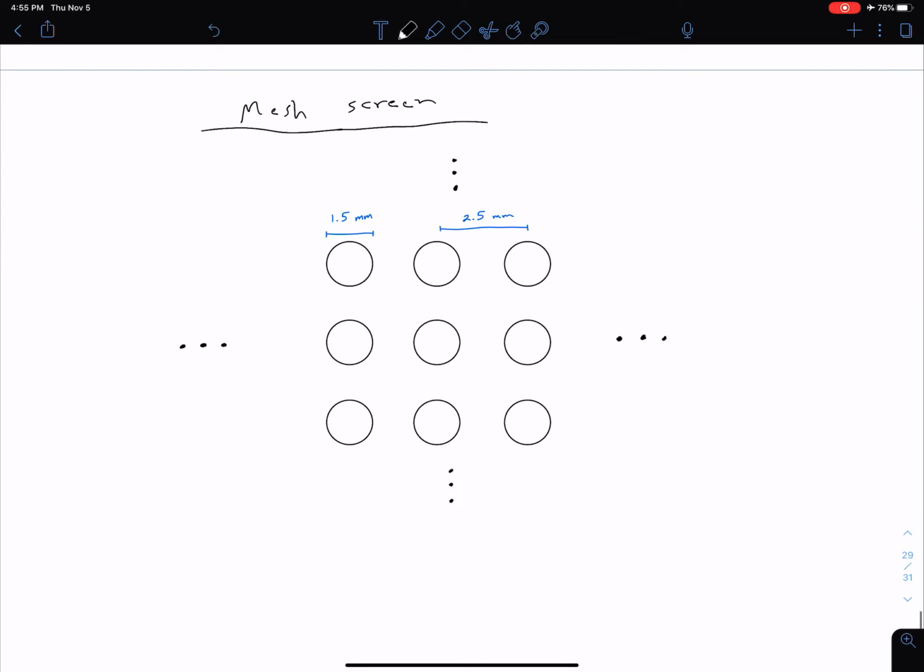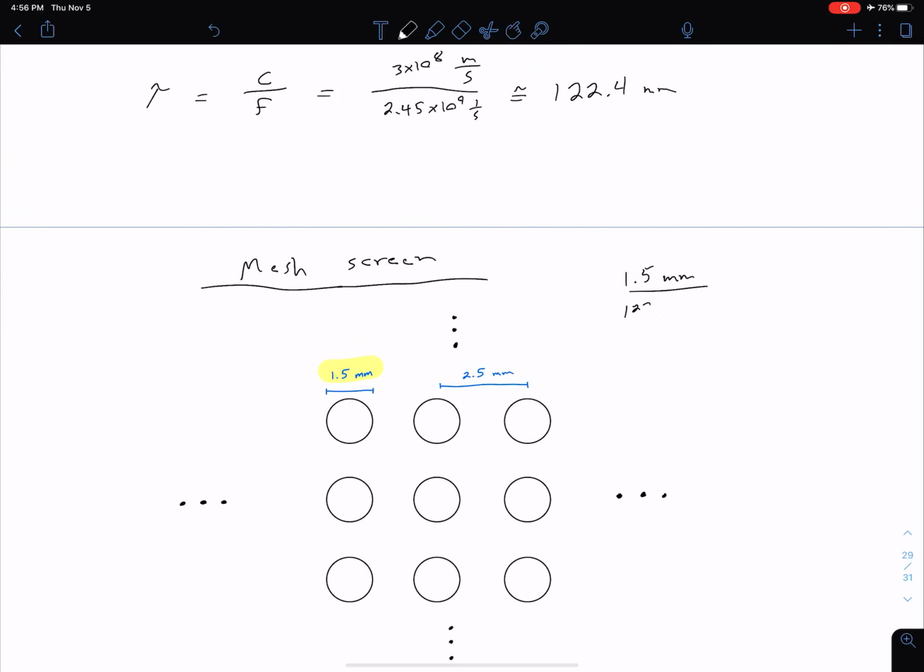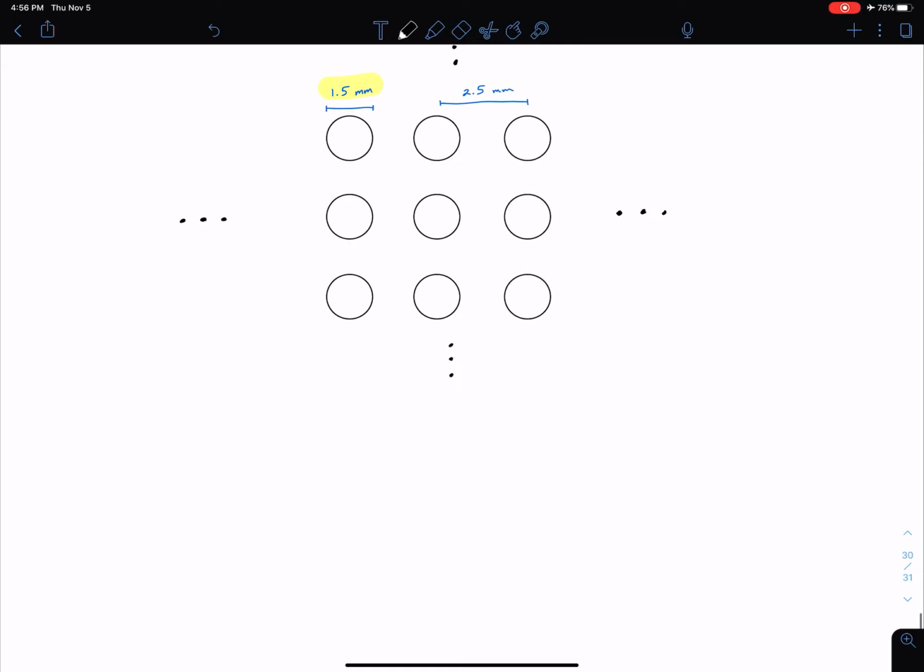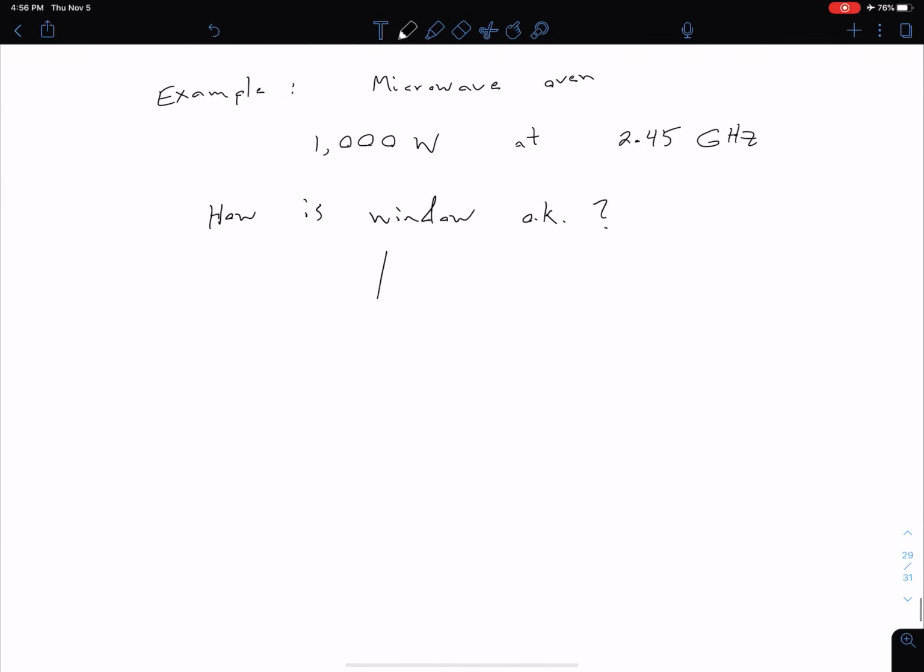Comparing that to this 1.5 millimeter diameter for our screen, we can say our 1.5 millimeter divided by this 122.4 is equal to about 1.225%. It turns out that if our hole is much smaller in every direction than our wavelength, then we're not going to have a significant amount of energy that's able to pass through that hole. So coming back to our question here, we can say in this case, this is okay if we have these holes, as long as they are smaller than our wavelength in every direction.